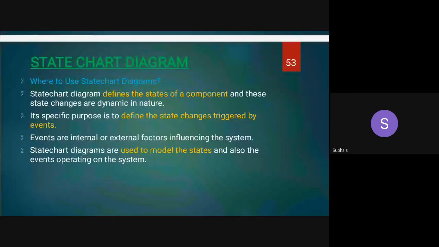Here the state chart diagrams are used to model the states and also the events operating on the system. Modeling the state means that for this condition, this event occurs, and for another condition, another event may occur. Likewise, we have to give the model of the state, triggered by the events.